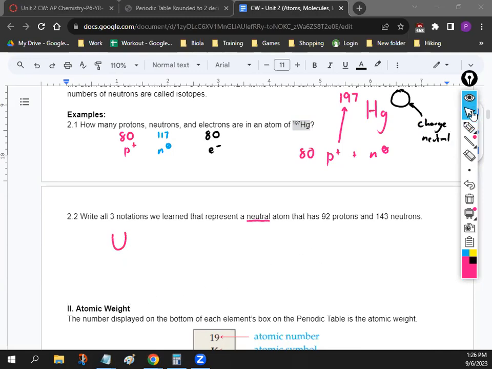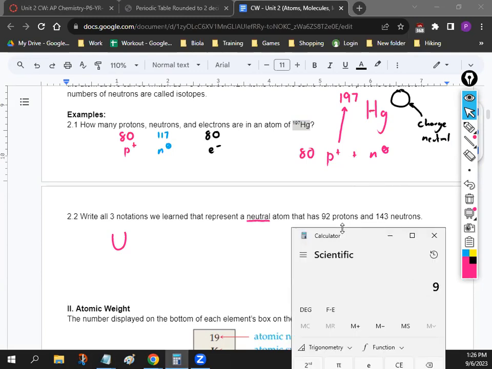And then in order to find the mass number, we're just going to add the protons and the neutrons. So 92 plus 143, that's going to give you 235. So the first way you can write the symbol for this atom is like this. Just 235 on the top left and then U.